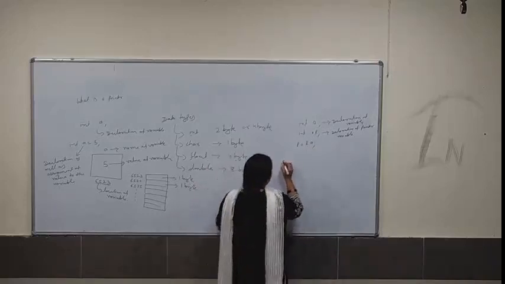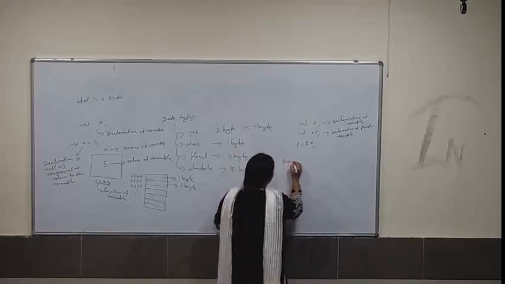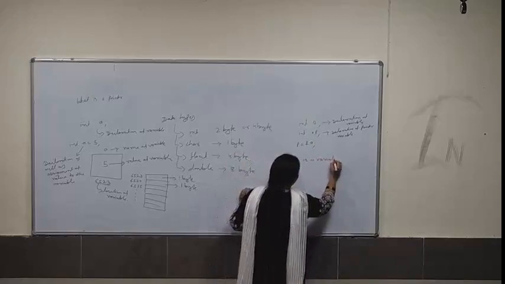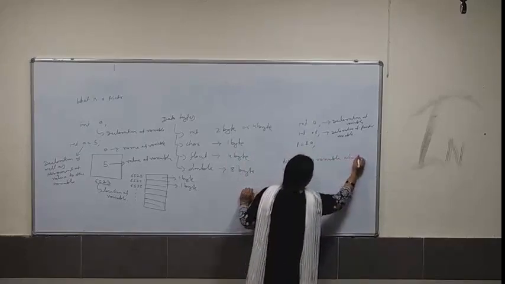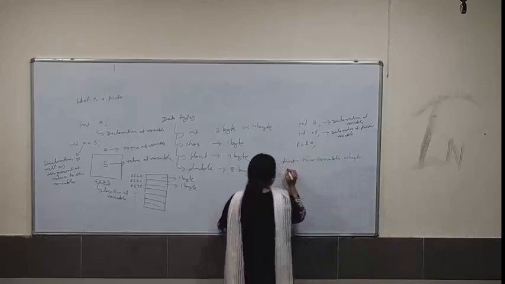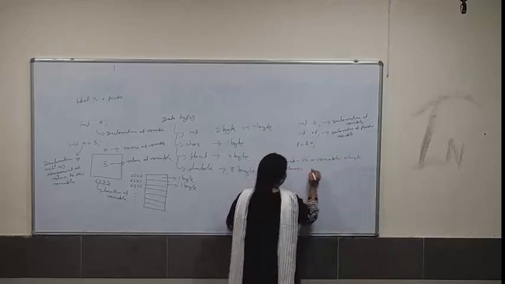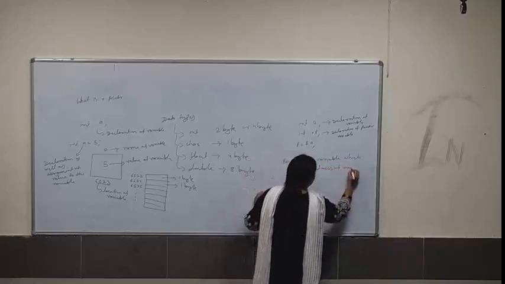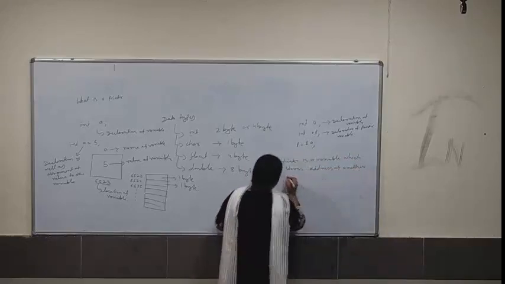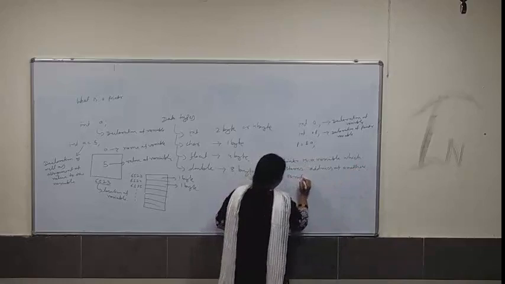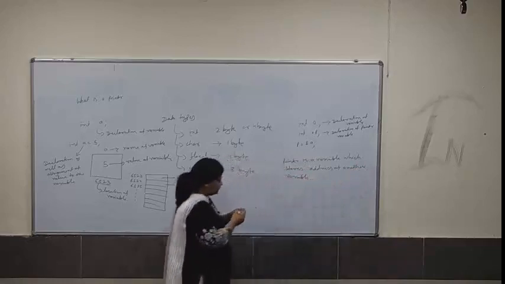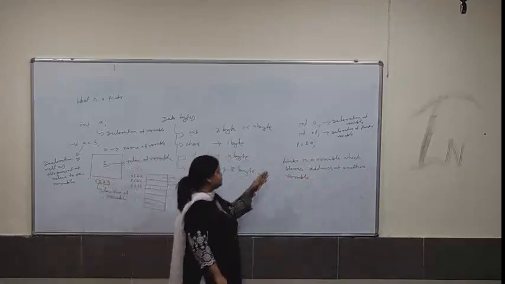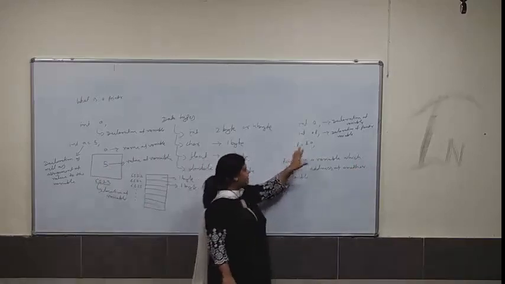Now, what is a pointer? A pointer is a variable which stores the address of another variable. So p is a pointer variable which stores the address of variable A.